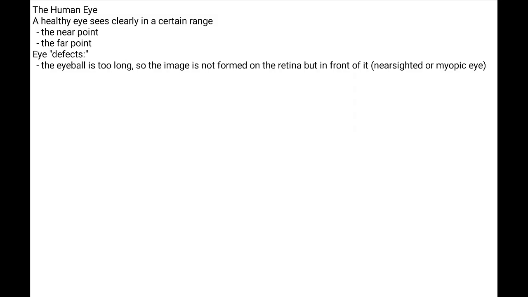Now, there are multiple eye defects. We will look at some of the ones that we can explain using optics. So one of the eye defects is that the eyeball is too long. So the image is not formed on the retina, but in front of it. So an eyeball that's too long, let's draw an eyeball like this. Instead of the beams of light coming in here and forming on the retina, they form inside the eye. So I should have bent these beams somewhere else.